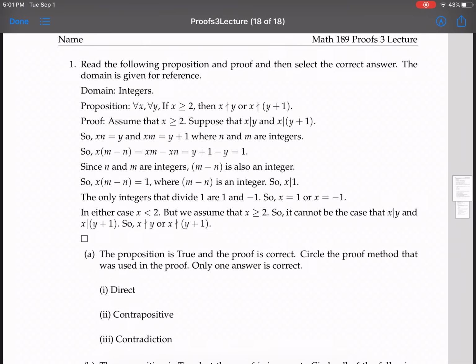All right, so with this example, this proposition is true and the proof is correct. Okay, so this is going to be an example of how to, once you've decided that the proposition is true and that the proof is correct, figure out if it's direct, contrapositive, or contradiction.